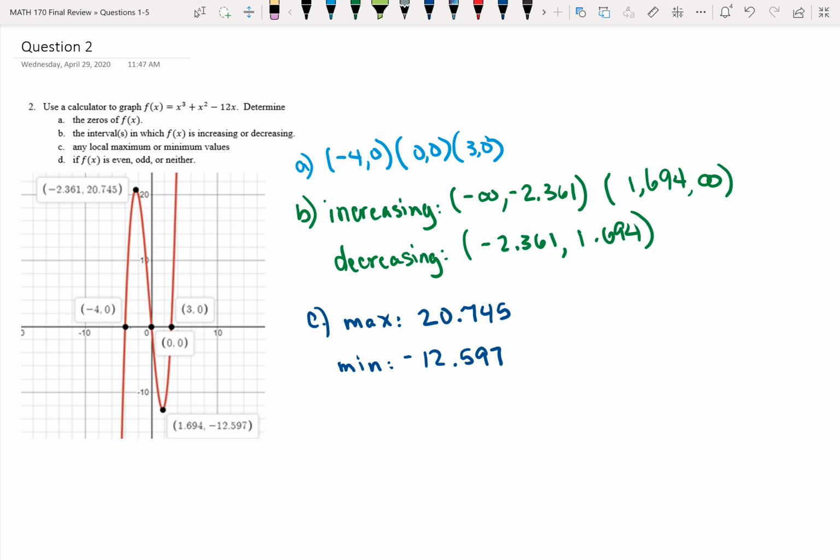Finally, it wants us to ask whether the graph is even or odd or neither. A graph is even if it is symmetrical about the y-axis. That means that I could fold this graph on the y-axis and all the points would meet up, and it does not. It's odd if it's symmetrical about the origin. This is not symmetrical about the origin, and so it's not odd, so it is neither.